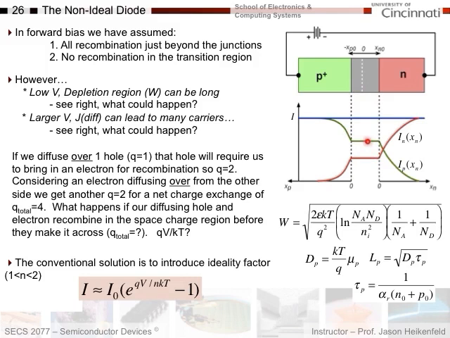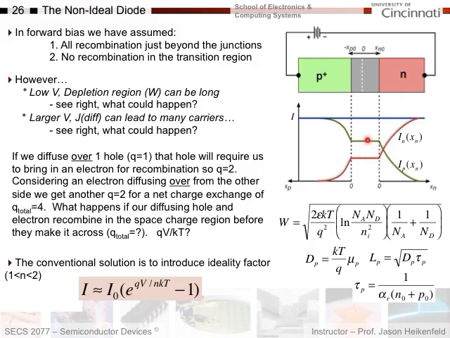The other thing that could happen is when I go to very large voltages, my depletion region width becomes small, so it's difficult for them to have enough path to see each other. But at some point I could be pouring over so many holes this way and so many electrons this way, the concentrations being so high, that they start to see each other and they start to recombine. So both at low voltages and high voltages, I can start to see recombination in the depletion region.